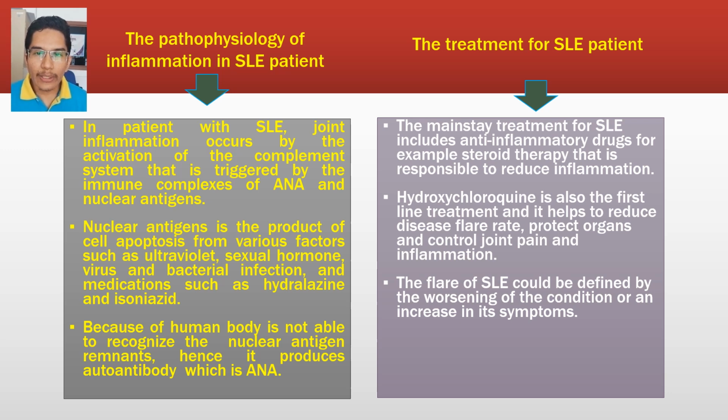For the treatment for SLE patients, the mainstay treatment for SLE includes anti-inflammatory drugs, for example, steroid therapy, that is responsible to reduce inflammation. The other is hydroxychloroquine. It is also the first line treatment and it helps to reduce disease flare rate, protect organs, and control joint pain and inflammation. The flare of SLE could be defined by the worsening of the condition or an increase in its symptoms.